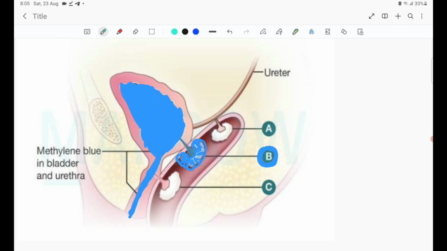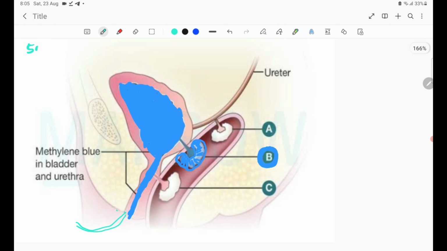Actually, you have to insert the catheter into the bladder through the urethra. You have to inject around 50 to 100 ml of methylene blue. Very important statement: methylene blue has to be injected, and the next step is that you have to pack the vagina. Three vaginal packs have to be given.